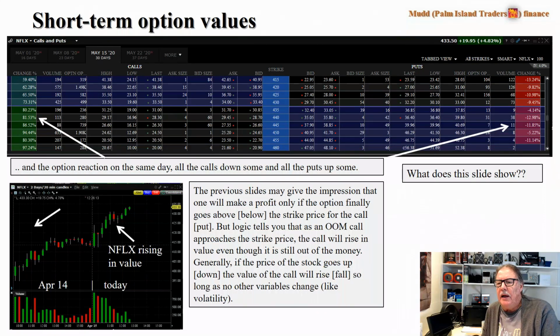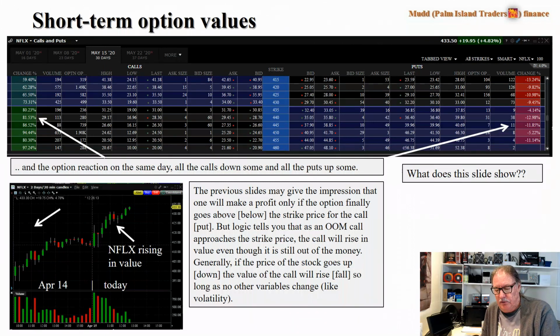So this slide tends to demonstrate that because, again, down in the graph, we see that Netflix is rising strongly on that day, which was the 15th. And you can see, if you look at the changes on the call side of the option chain at the top of the page, they're all sharply green and up in value. And if you look at the put side, they're all red and down in value. It seems disproportionate, and that's for a host of reasons that we're not going to explain here.